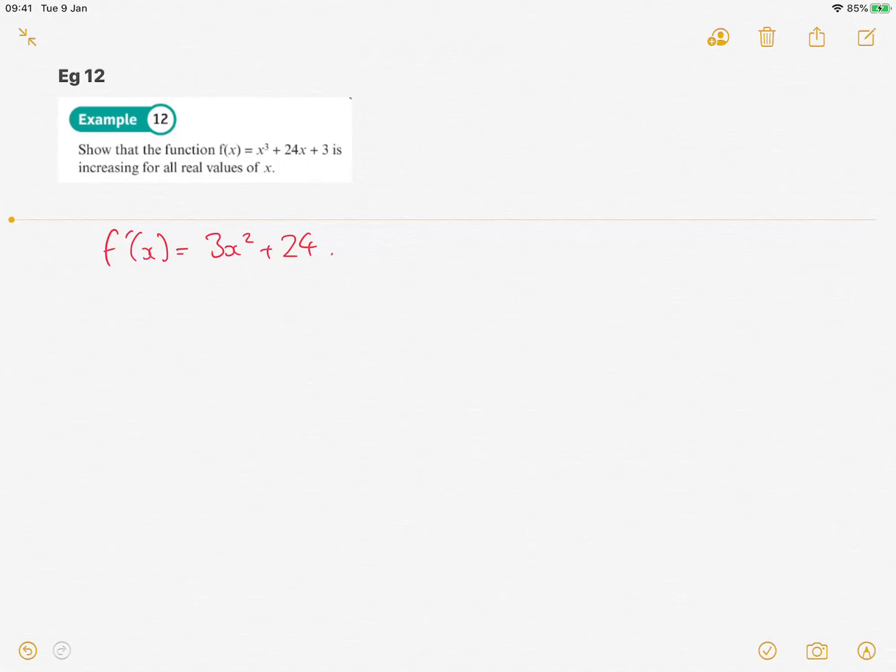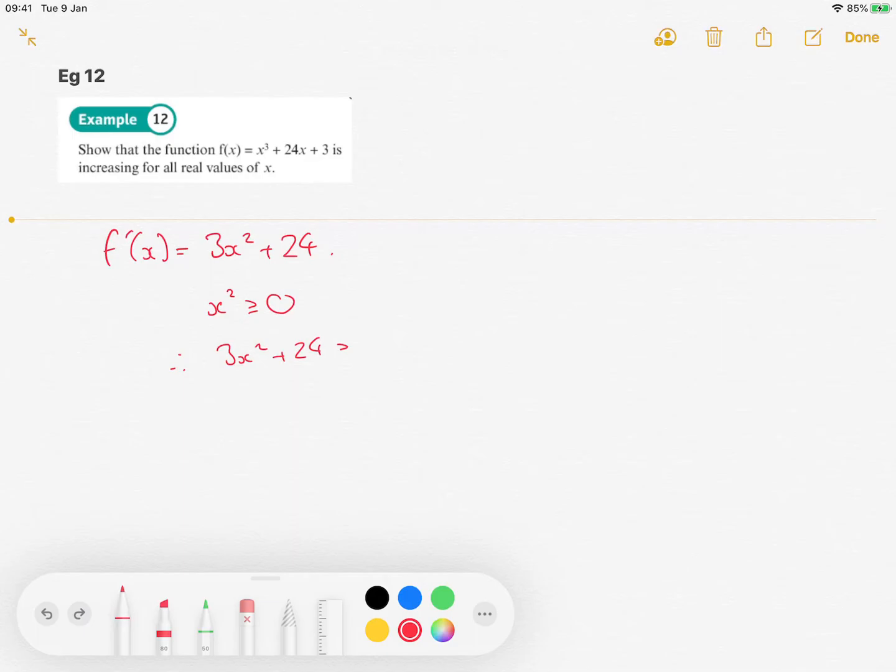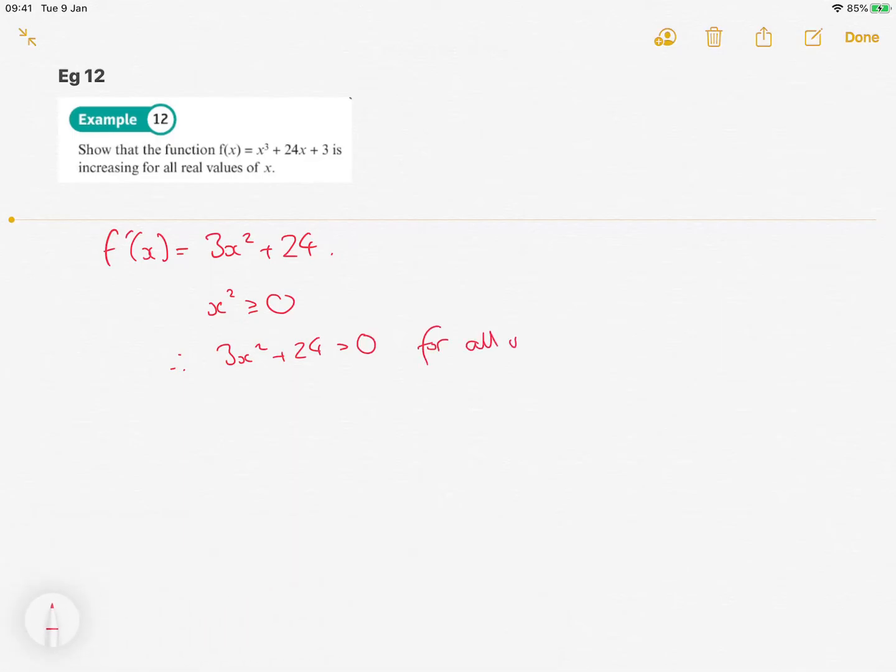So we know that x squared is always greater than or equal to 0, because even if you put in the biggest negative number in the world, or any negative number, it will come out positive, and any positive number will come out positive. Therefore, 3x squared plus 24 must be greater than, well, it's actually got to be greater than 0 because of that plus 24 bit. Greater than 0 for all values of x. So what does that actually mean?